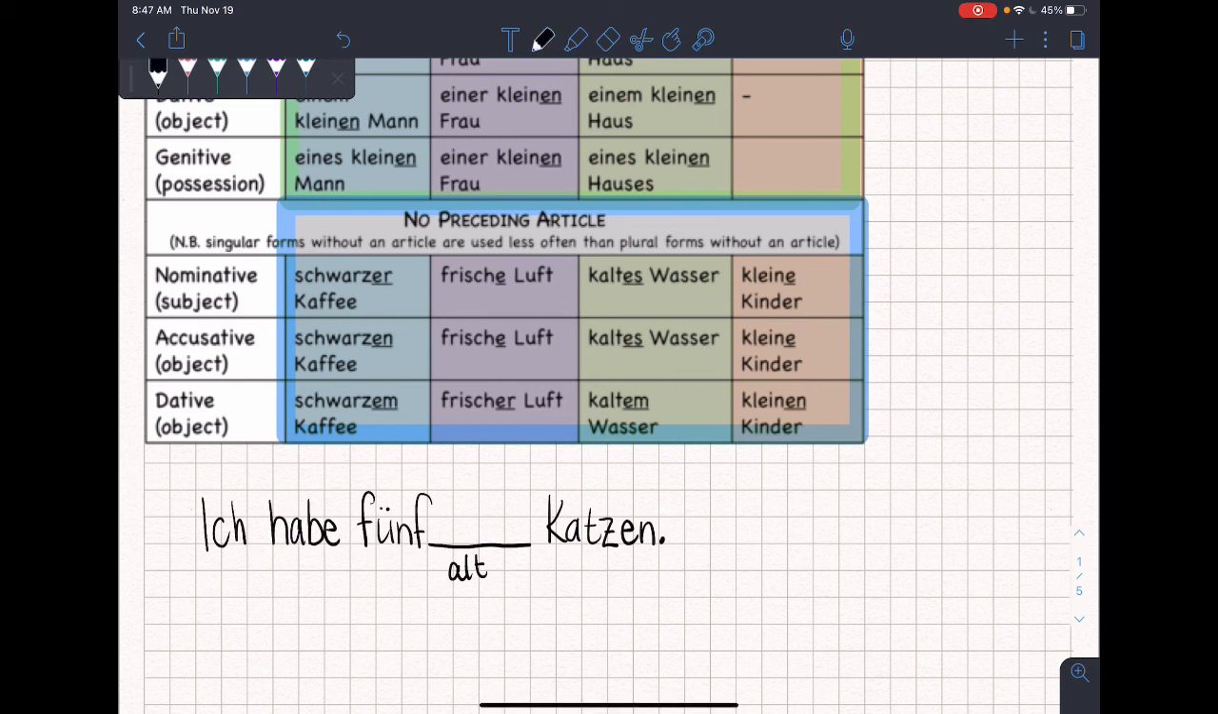So now we know that in this table with no preceding articles, in the final column for plural and in the accusative row, we see kleine Kinder, that adjective got an E on the ending. So what we're going to do is add an E to our alt, and we are left with alte Katzen. So the correct adjective to use in that sentence is alte Katzen. Ich habe 5 alte Katzen.